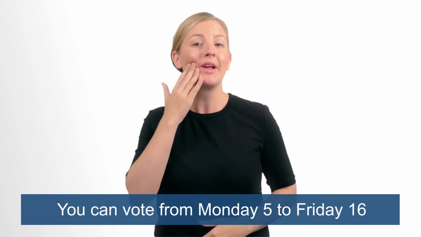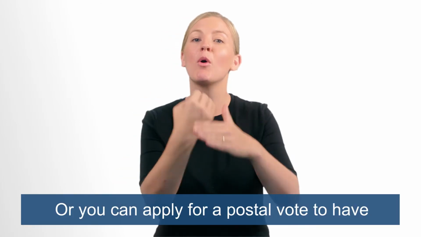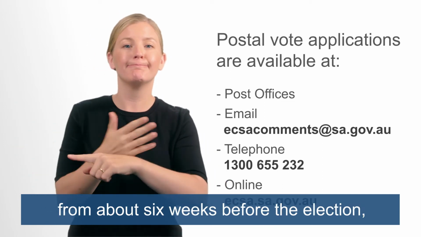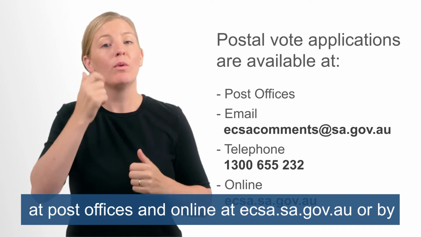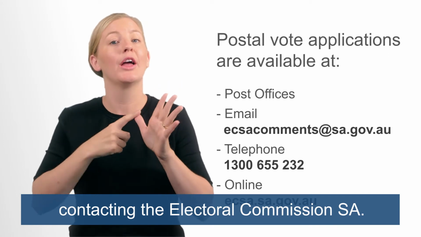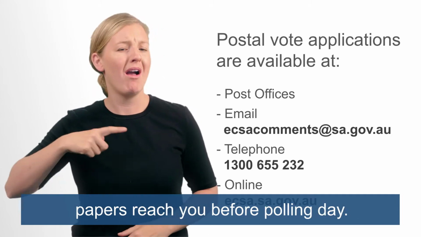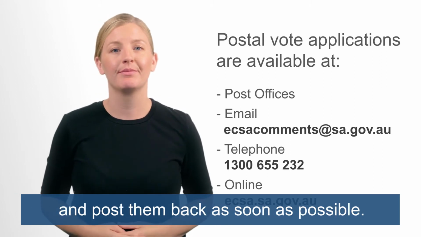If you cannot get to a polling place on election day, you can vote early by visiting a pre-poll centre. You can vote from Monday 5th to Friday 16th of March at any pre-poll centre. Or you can apply for a postal vote to have ballot papers posted to you. Postal vote application forms will be available from about 6 weeks before the election at post offices and online at ecsa.sa.gov.au or by contacting the Electoral Commission SA. Apply early for a postal vote so that the ballot papers reach you before polling day. When you get your ballot papers, fill them in and post them back as soon as possible.